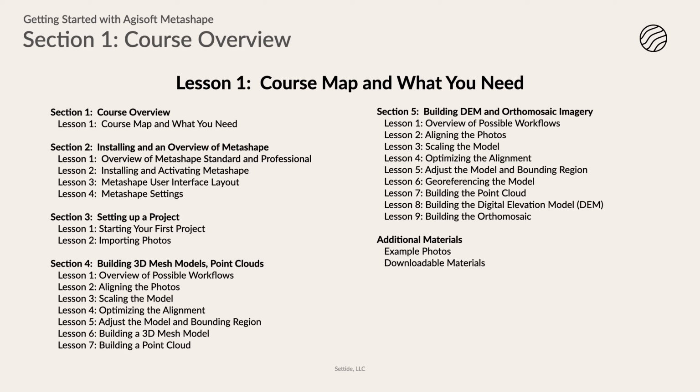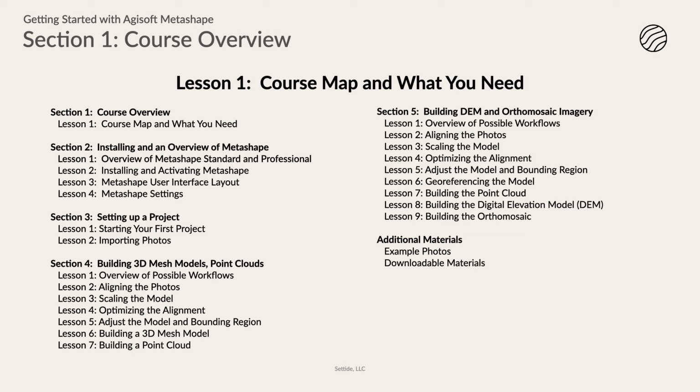And then section 5, we're going to build the DEM and orthomosaic imagery. And we can play around with a second data set. We can look at some overview of possible workflows, and again walk through a very similar workflow as building a 3D model. Align the photos, scale it, optimize it, adjust things as needed, enable GPS positioning and georeference the model if we need to for that purpose, and then build our point cloud to give us a highly detailed surface to later build a digital elevation model, or DEM, and orthomosaic imagery.